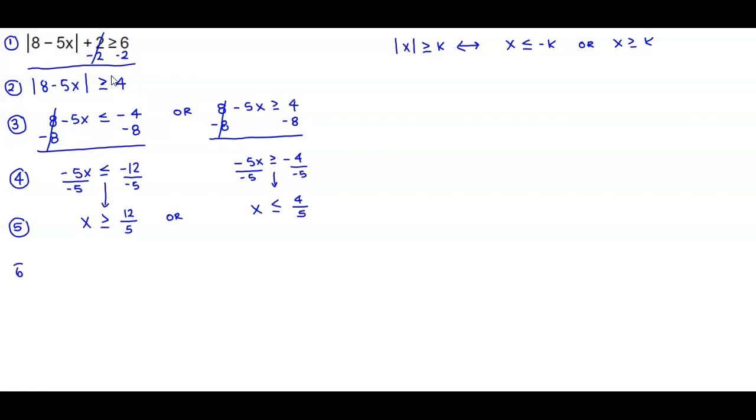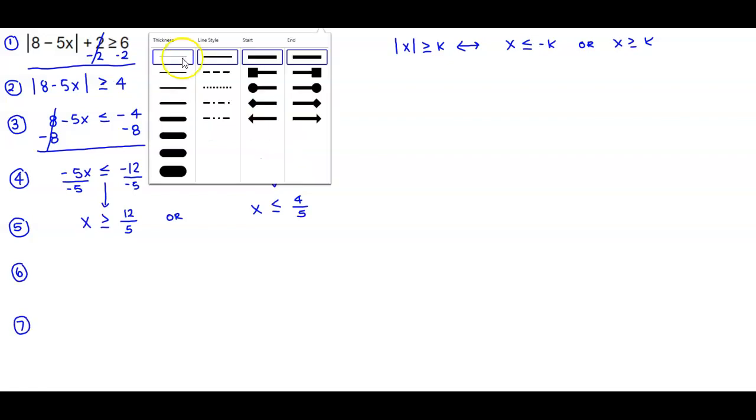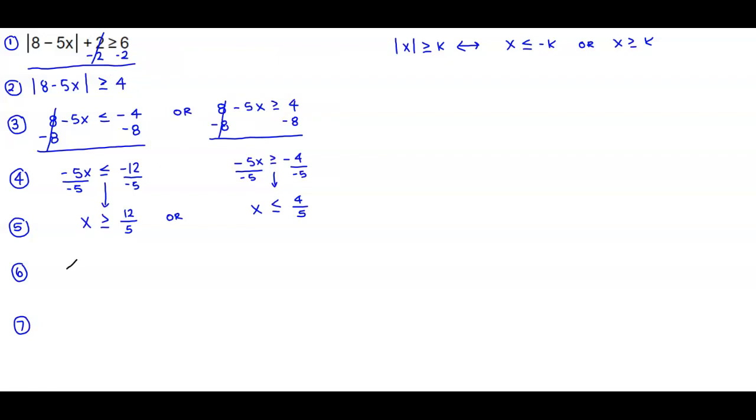Okay, now what we're going to do is graph this on the number line and then determine our solution in interval notation. So let's draw the number line. Okay, so we have 4/5, and then we have 12/5. We know that we're going from negative infinity to positive infinity.